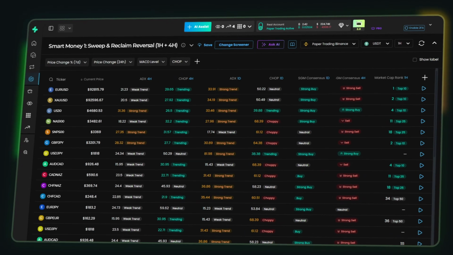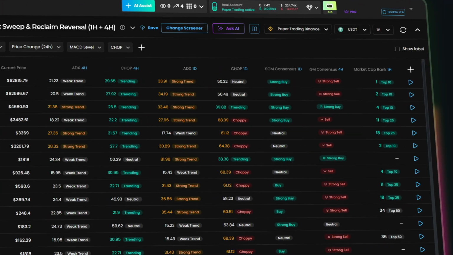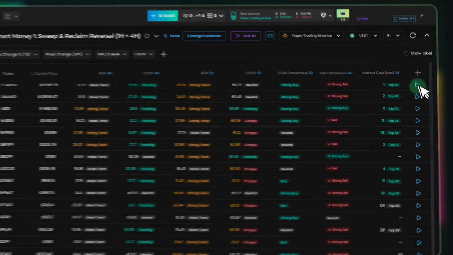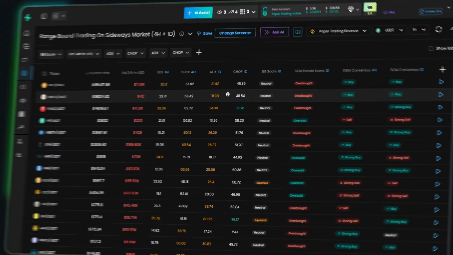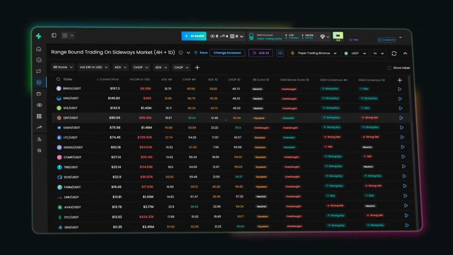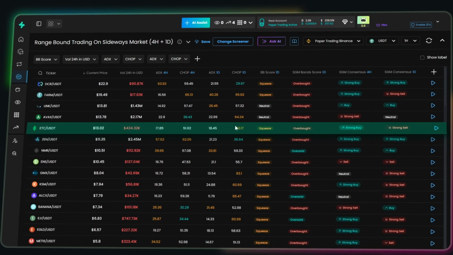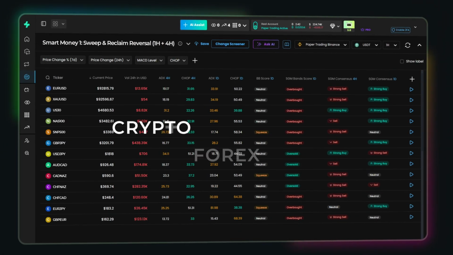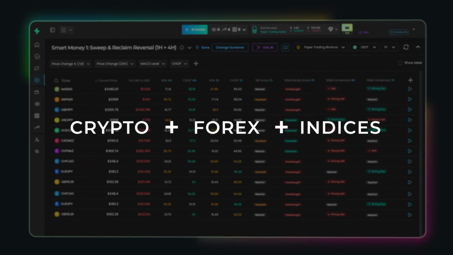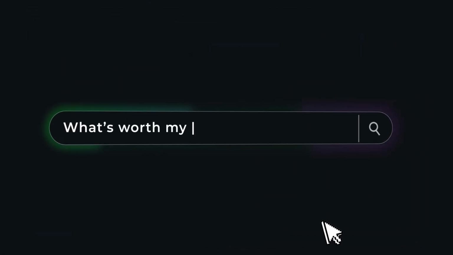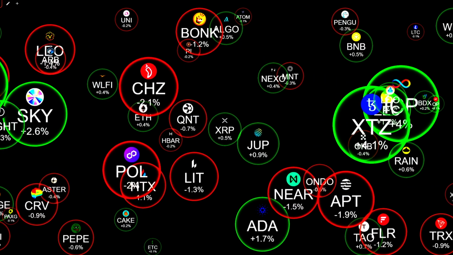That's why we built the SageMaster AI Screener to filter conditions fast and get you to the right chart. This isn't just another screener list. It's built to move you from scan to action. One market view across crypto, forex, and indices, designed to answer one question. What's worth my attention right now?